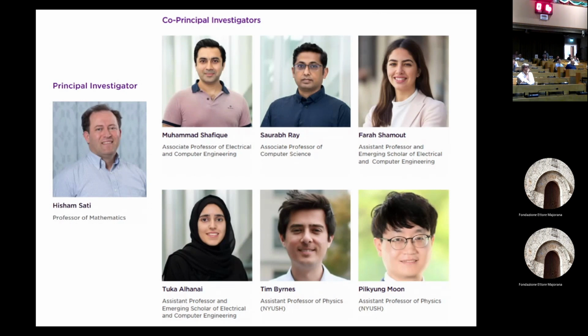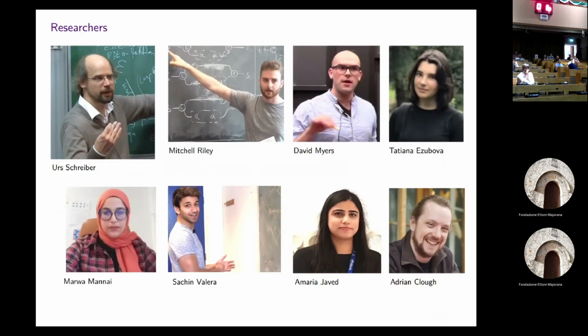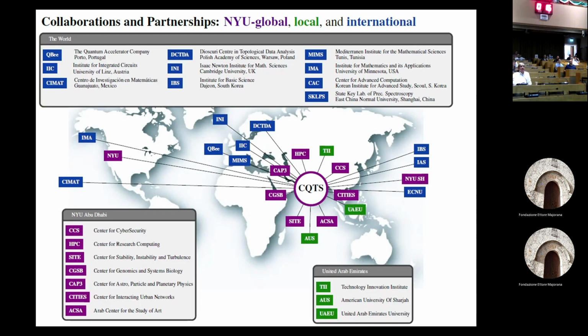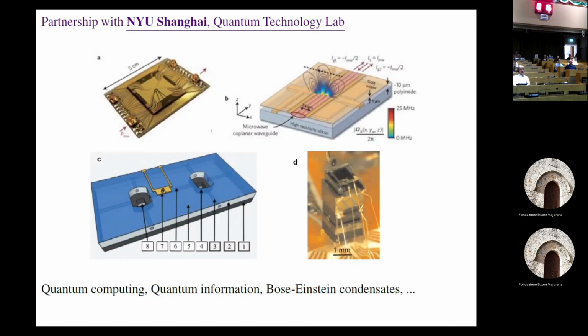There are further computer scientists and solid state physicists from the NYU network involved. These are our new postdocs. We're just arriving these days. While I'm here, I have to rush back to Abu Dhabi to help welcome them. And yeah, there's some general effort in the Emirates to push in this direction. There's lots of interaction we have with the center.